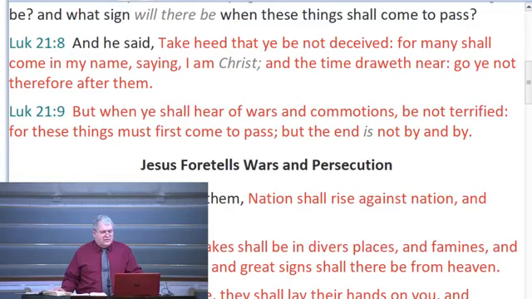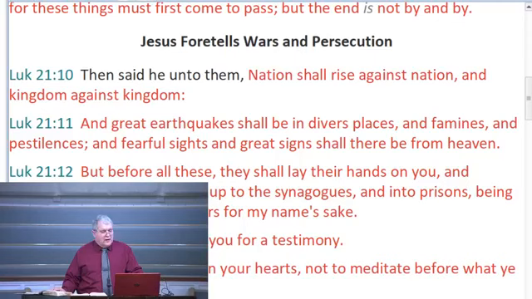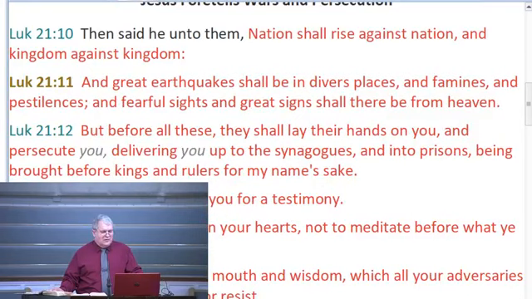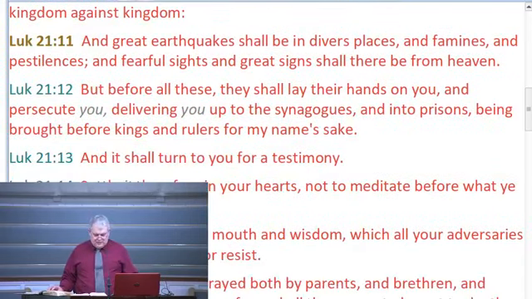He says, nation shall rise against nation and kingdom against kingdom, and there'll be great earthquakes in divers places, not just underwater, by the way. Great earthquakes, lots going on, and famines and pestilences and fearful sights and great signs there shall be from heaven. We have international troubles, geological troubles, food supply troubles, disease troubles. Pestilences? Oh, we've had one of those just now, haven't we?